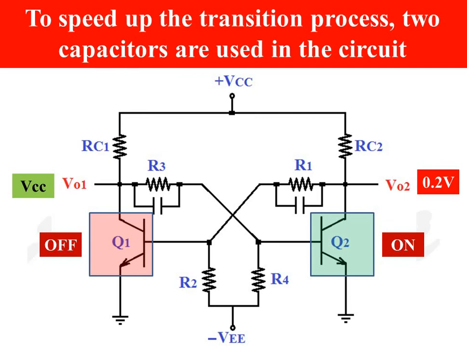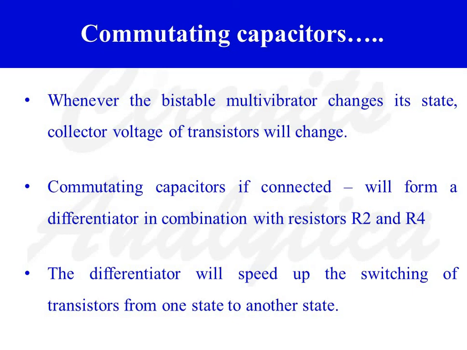To speed up the transition process, two capacitors are used in the circuit. Two capacitors are connected across resistance R1 and resistance R3, so that the collector voltages of transistor Q1 and transistor Q2 are coupled to the base of transistor Q2 and transistor Q1 respectively. So whenever the bistable multivibrator changes its state, the collector voltage of the transistors will change.